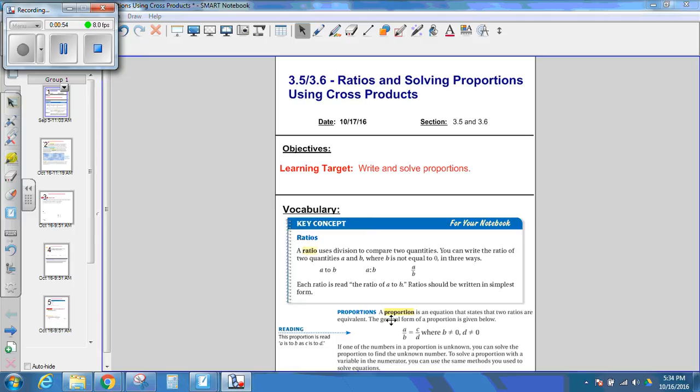The second vocab word is a proportion, which is an equation that states that two ratios are equivalent. So a ratio is just using division to compare two quantities, and a proportion actually has an equal sign, as long as the denominator is not 0. So B and D here can't be 0. And then proportions are what we can use to solve for an unknown value. Because there is an equal sign, we can solve it.